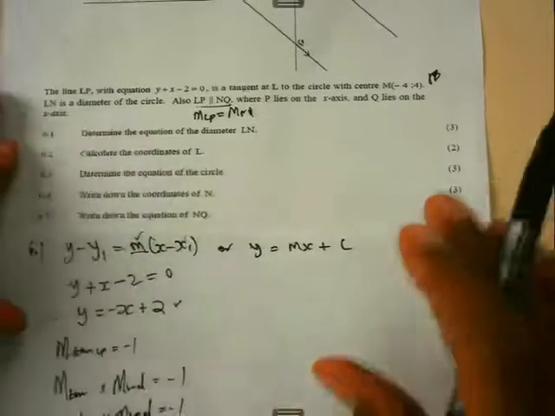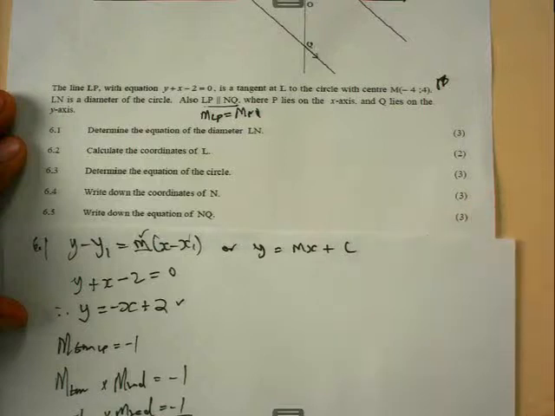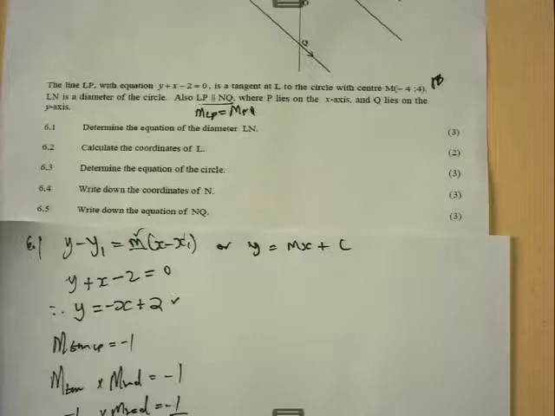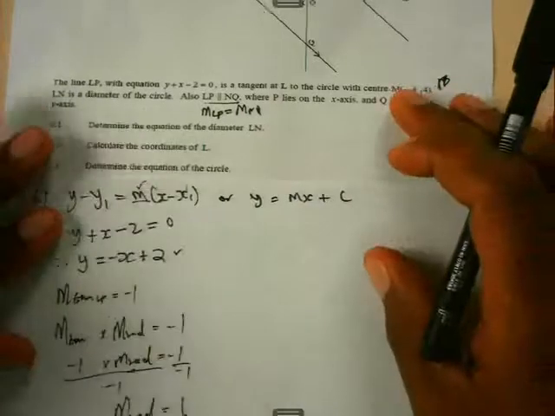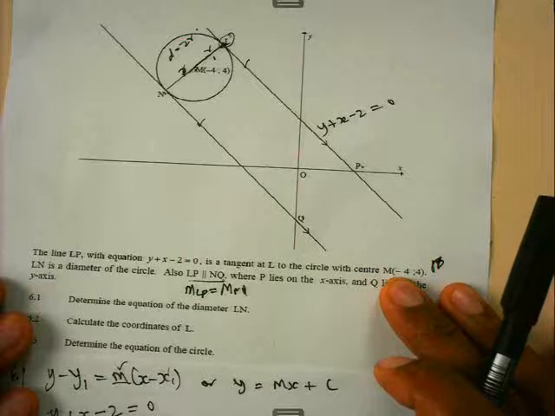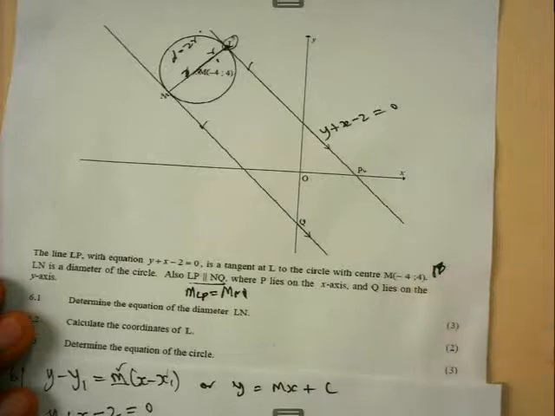Right, 6.3 now says, determine the equation of the circle. Very important question. Now, first of all, before we determine the equation, we need to look at the circle. What type of circle is this? Is it the one that is centered at the origin, or is it the one that is centered at any point? Of course, you are right. That is the second one, the one that is centered at any point.